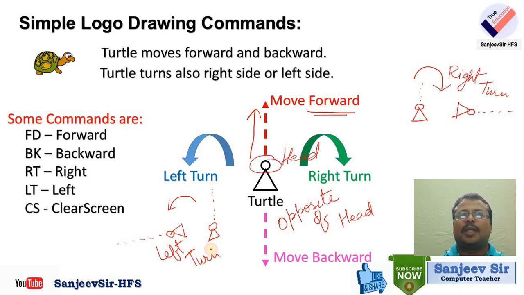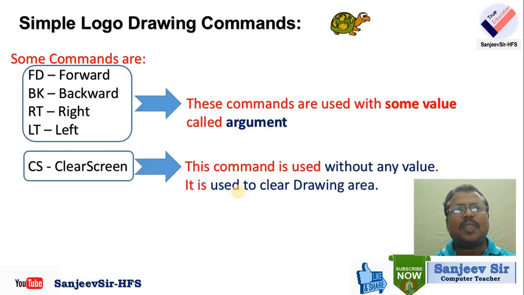Understood? I hope it's this much clear to you all. Now we understand some commands, that is FD. That FD means forward command, BK backward command, RT that is right turn, LT left turn, and CS for clearing the screen. These commands will have some values. Some values means that we will use what is known as an argument.